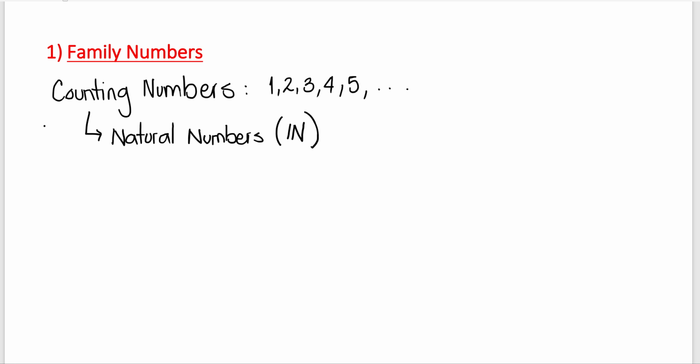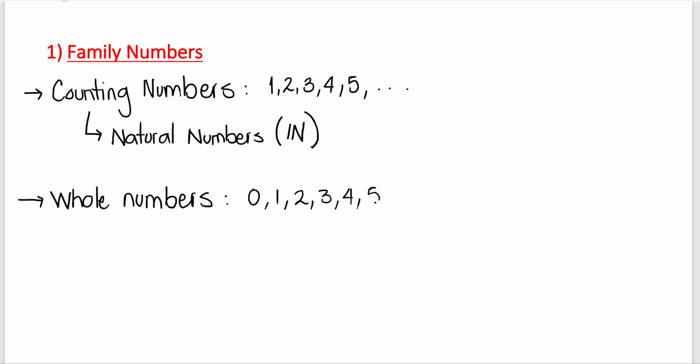Now, the next group that we talk about is whole numbers. So whole numbers are the same as counting numbers, but they include a zero. So whole numbers are the same, but they go 0, 1, 2, 3, 4, 5, and so on. And it goes forever. So the difference between counting numbers and whole numbers is this important number.